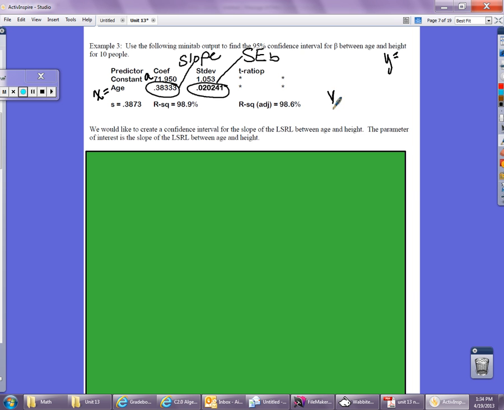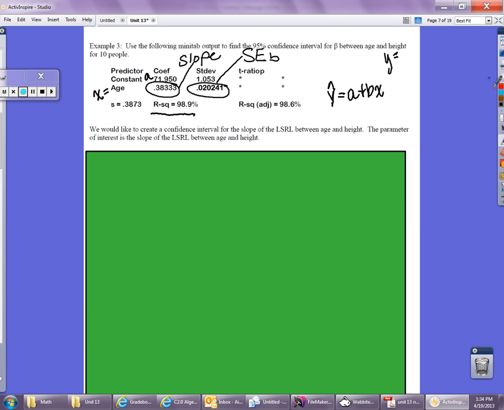Whenever you write the y hat equals a plus bx, or the least squares regression line, you're going to want to define both variables. It's just a good habit to get into. You also have your r squared value, and then you could take the square root of that in order to find your correlation coefficient.